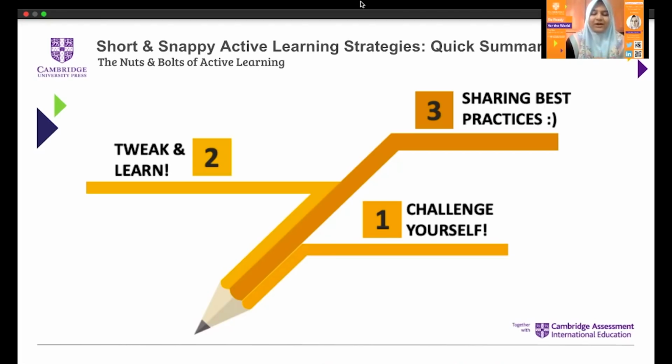And the third one, once we feel confident and happy to give back to our teaching community, then sharing best practices is the next step forward. It could be in your department, offering a PD session for your colleagues in your school, or you can also have a virtual teaching and learning journal online via Twitter or LinkedIn, for example.